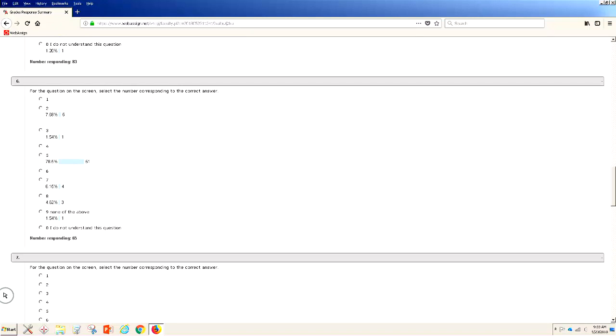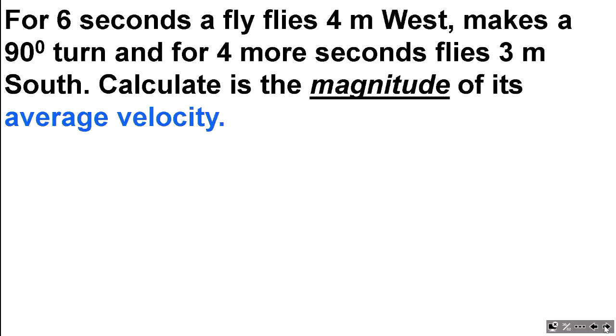Well, we already have many answers, so I'm going to switch back. Well, I don't know how to draw a fly. Something like this.